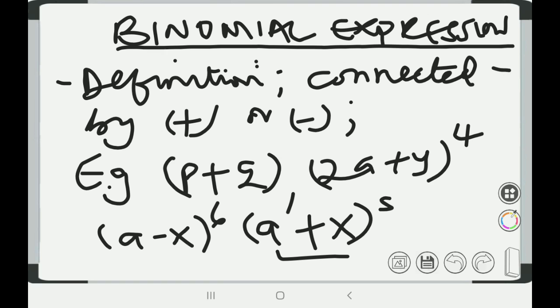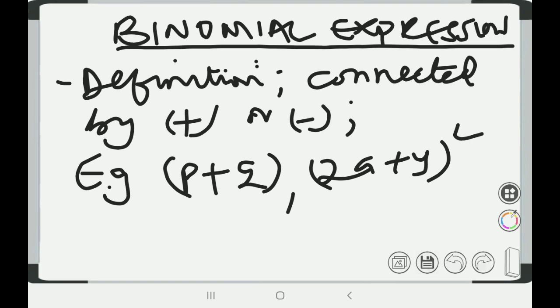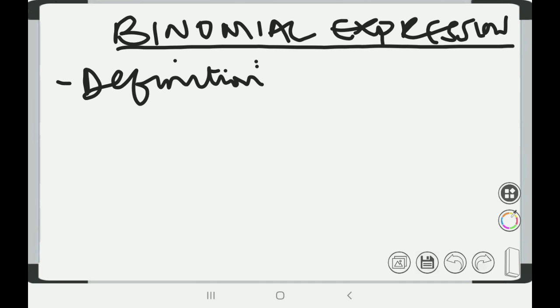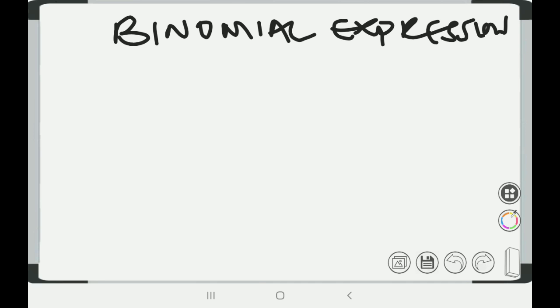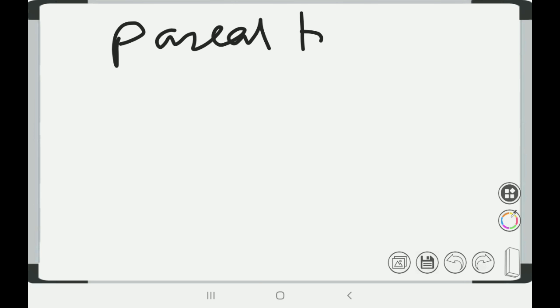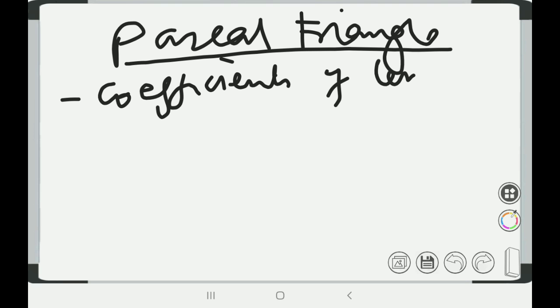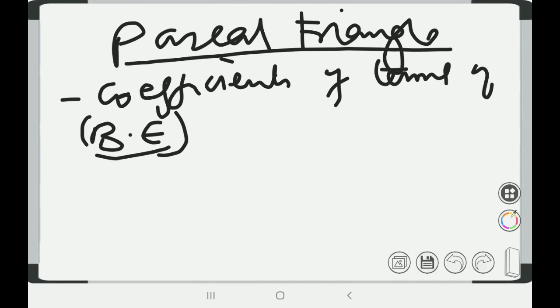And now let me go to Pascal triangle. Pascal triangle is a triangle which expresses coefficients of terms of a binomial expression.